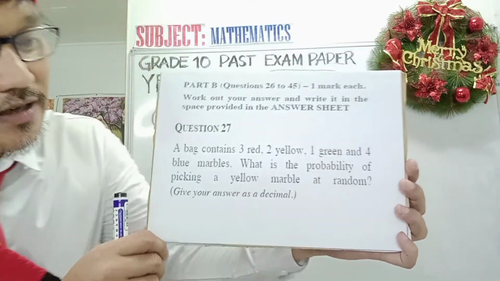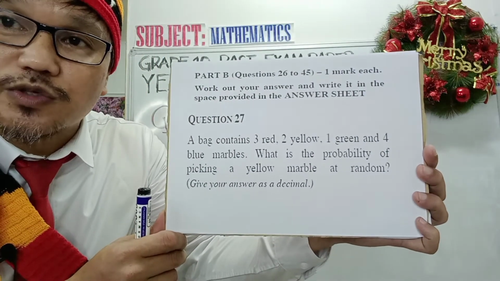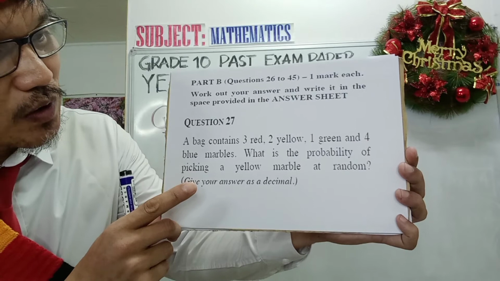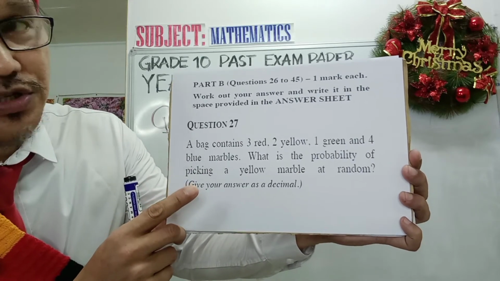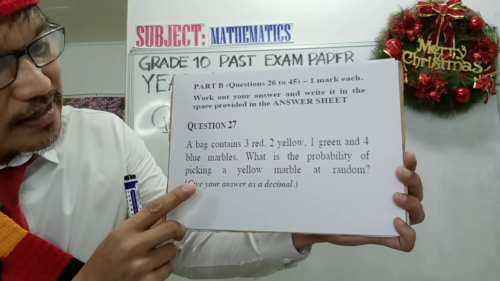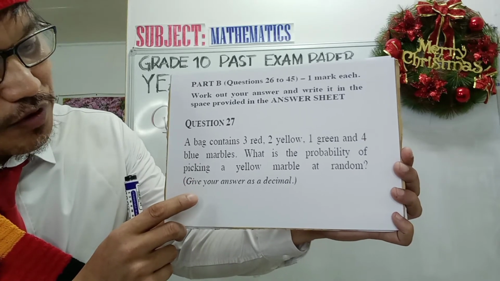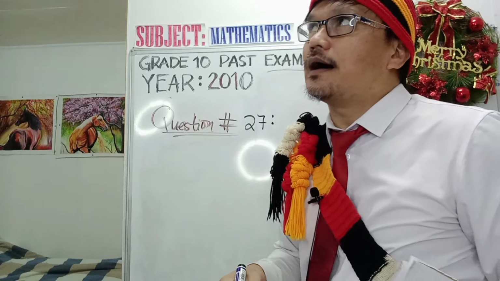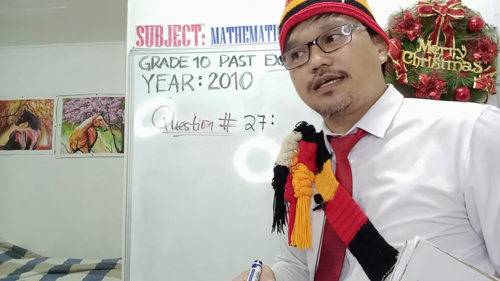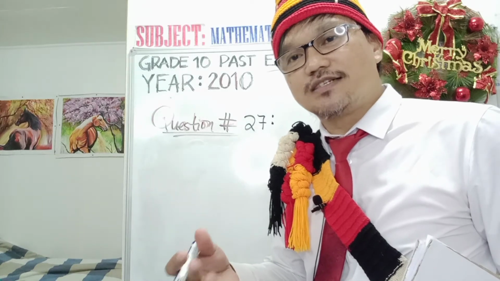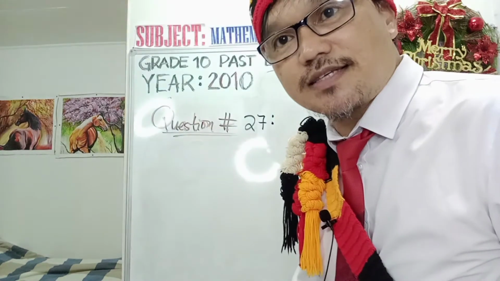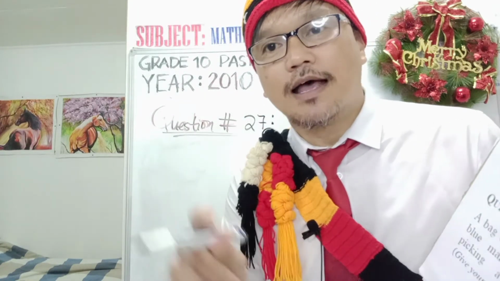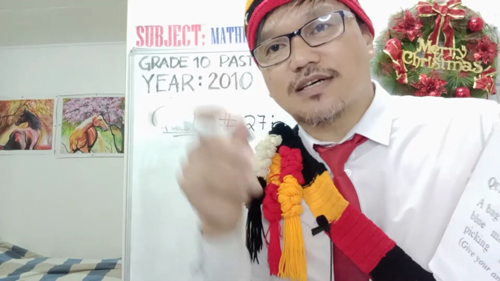Question number 27 is an empirical probability because we will be using a formula here. A bag contains 3 red, 2 yellow, 1 green, and 4 blue marbles. What is the probability of picking a yellow marble at random? Give your answer as a decimal. There are three possible ways to express a probability: one is in fraction, the other is in decimal, and the third is in percentage. But this time, you are asked to give your answer in decimal, so you are expected to write that decimal answer in your answer sheet.